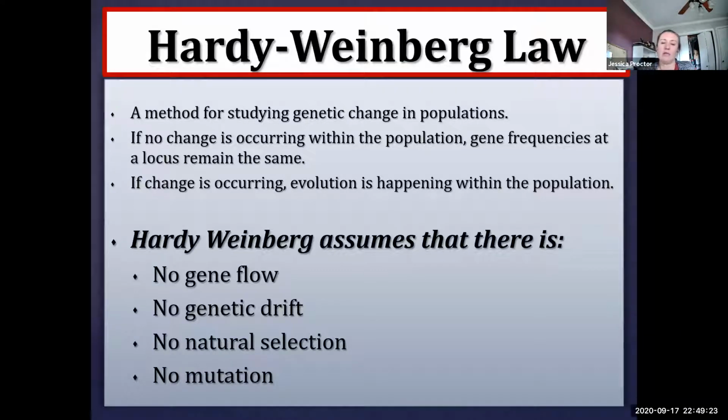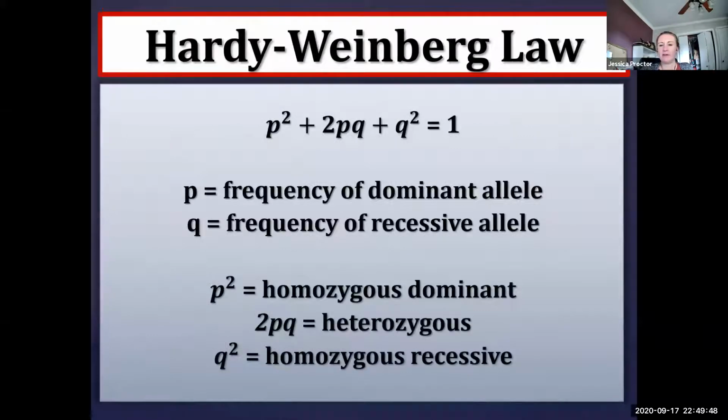So Hardy-Weinberg equilibrium assumes that there's random mating, an infinitely large population size, no gene flow, no genetic drift, no natural selection, and no mutation. For a population to be in equilibrium, it just means that there's no evolution, no evolutionary forces acting on that trait at that time. That's the null hypothesis.